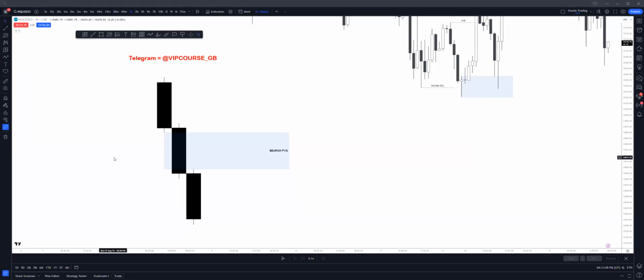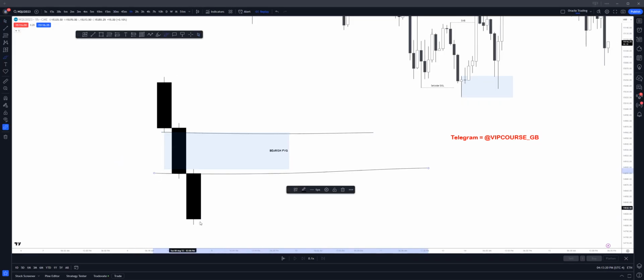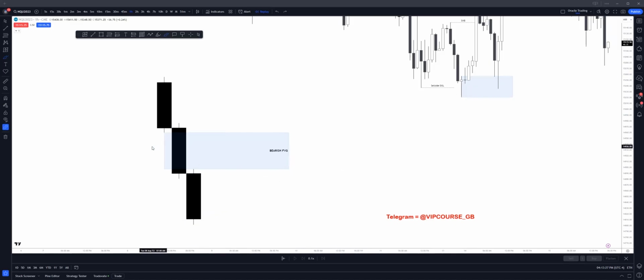Everybody, we're going to be looking at fair value gaps in more detail, and we're going to be talking about reclaiming fair value gaps, or reclaimed fair value gaps, also known as inverse fair value gaps. This is the process of basically flipping a fair value gap and holding it as support or resistance on the opposite side. I only use this in a very specific context.